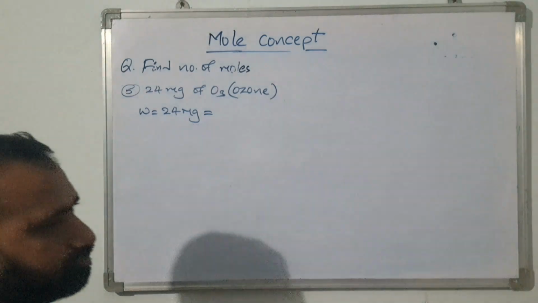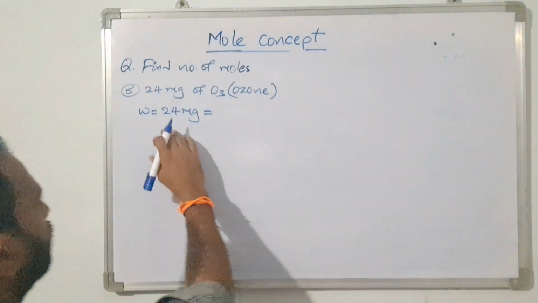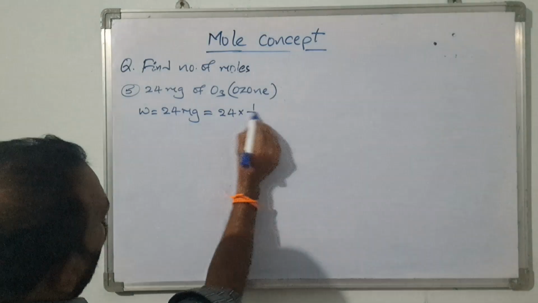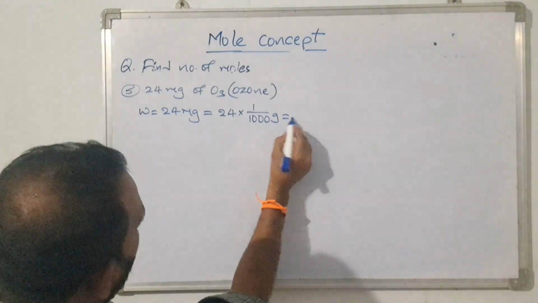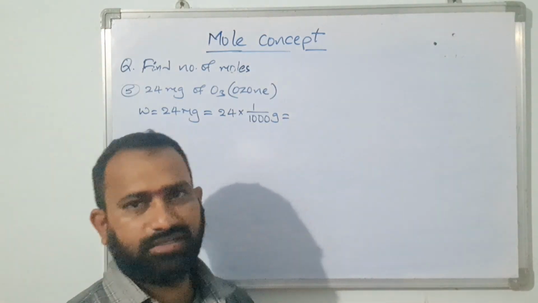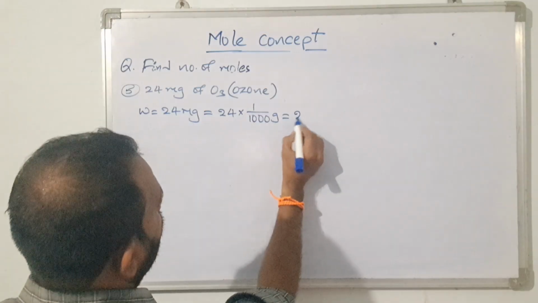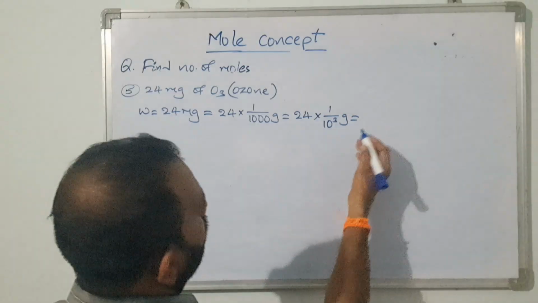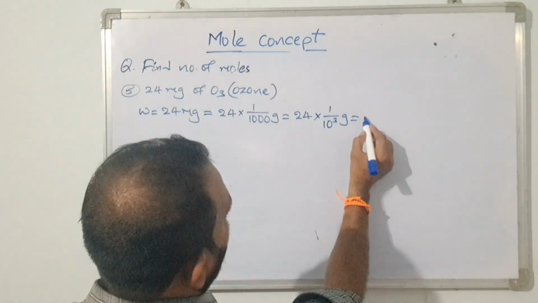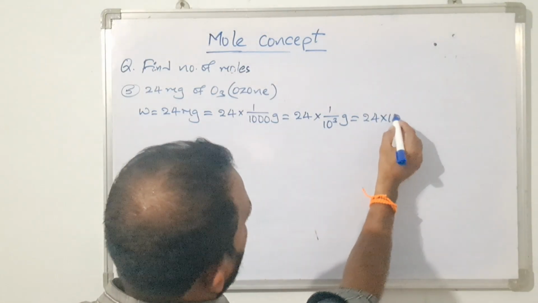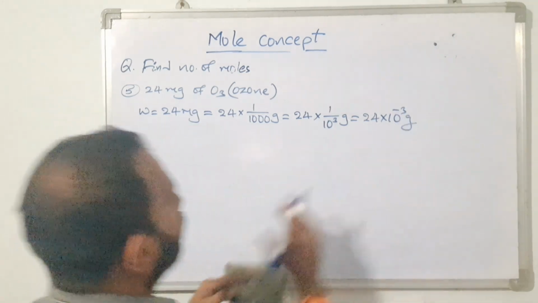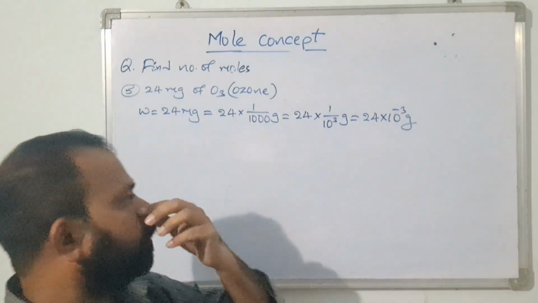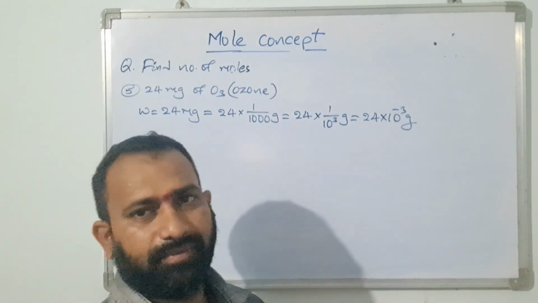1 milligram is equal to 1 by 1000 grams. So 24 milligrams equals 24 into 1 by 1000 grams. 1 by 1000 equals 10 power minus 3, since 1000 is equal to 10 cube. So 24 into 1 by 10 cube grams. When 10 cube moves from the denominator to the numerator, it becomes the reciprocal. So 24 into 10 power minus 3 grams. Now 24 into 10 power minus 3 grams of ozone is given, and we calculate the number of moles.